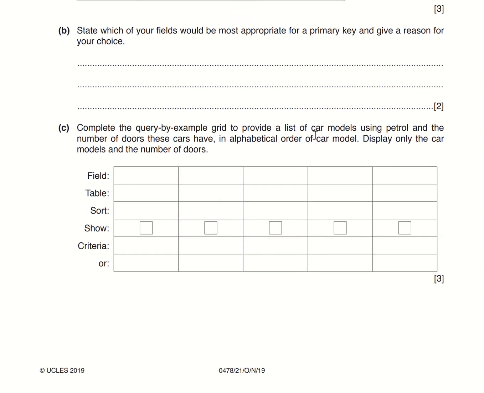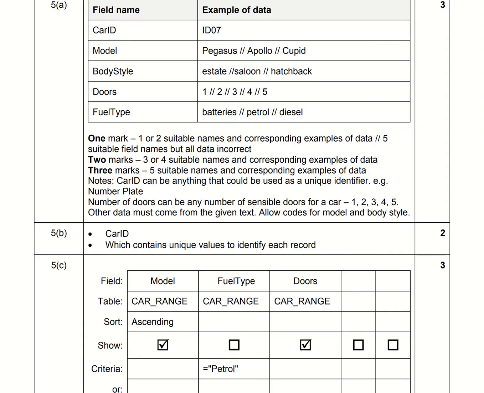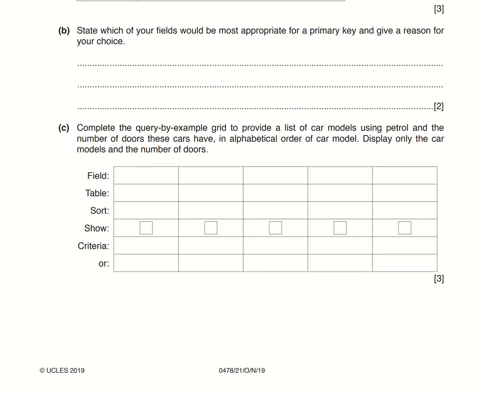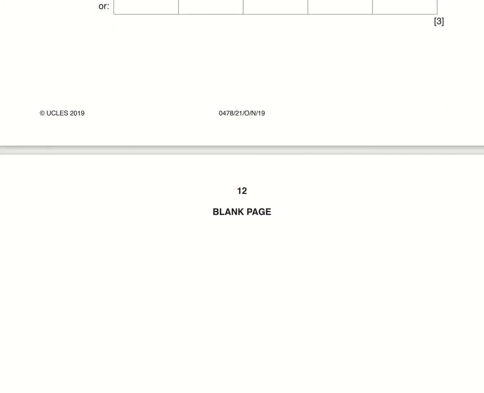This is query by example, using petrol and displaying only the car models and number of doors. So car, fuel type, all of these are in the table car range. Model, doors and fuel type, these two are checked, and fuel type is equal to petrol, and model is ascending because it says in alphabetical order of car model. Thank you.